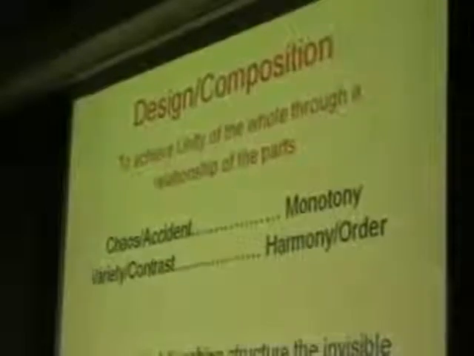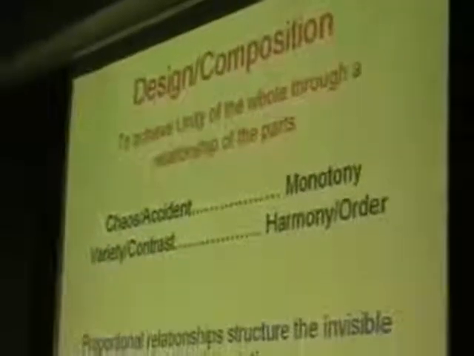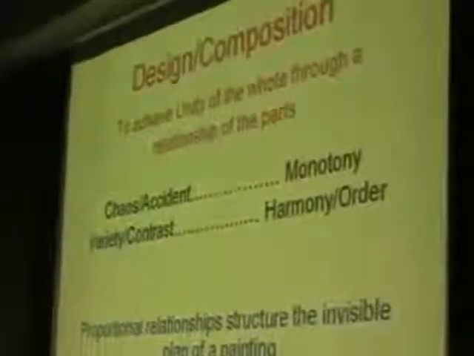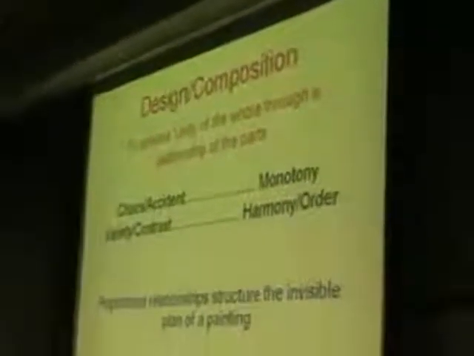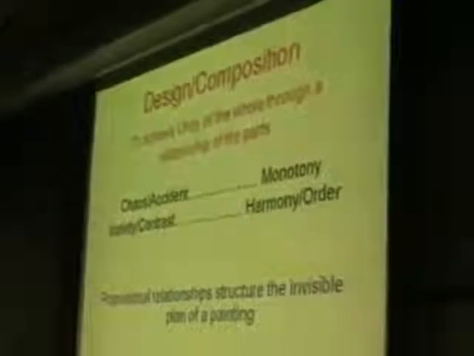There's lots of elements in design, from line, shape, value, color, texture, and so on, to order. What I'm talking about is proportional relationships that structure the invisible plan of the painting. So this is what you start off with, nothing. So like a blank rectangle. So what are you going to do with that is the point.